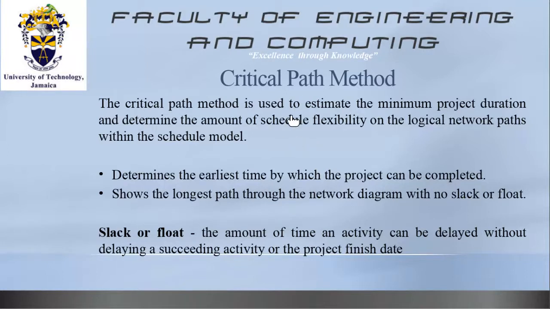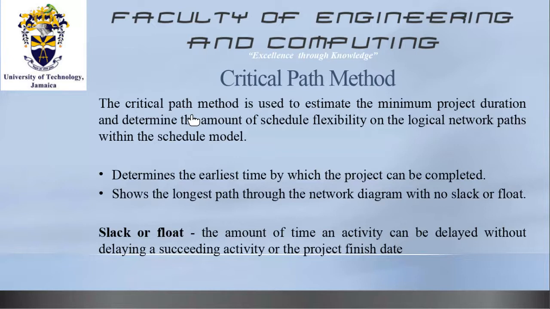The critical path method is used to estimate the minimum project duration, and it determines the amount of schedule flexibility on the logical network paths within the schedule model. So basically what it does for us, it determines the earliest time by which the project can be completed. So that is what your critical path does. It also shows the longest path through the network diagram with no slack or float.